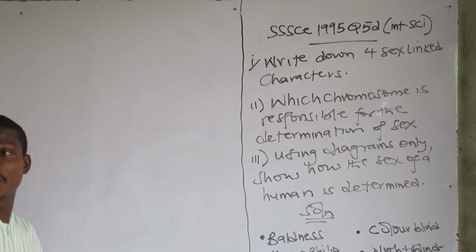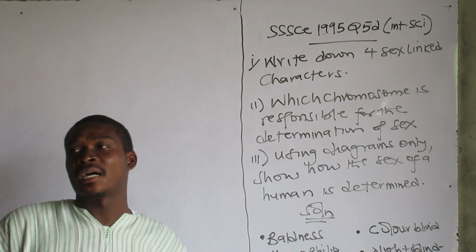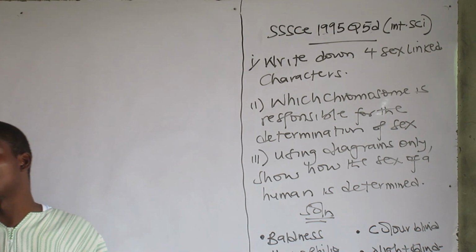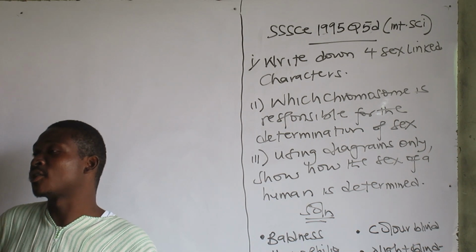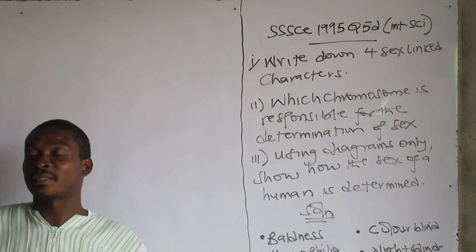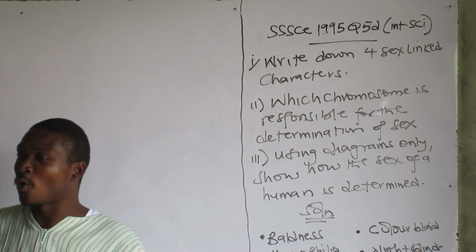So there is a question we want to look at. Write down 4 sex-linked characters. Sex-linked characters are not characters obtained from sexual intercourse. The question is not saying sex, sexual intercourse linked characters. Sex-linked characters are characters which affect sexes, whether it affects women, not men, or men, and not women.